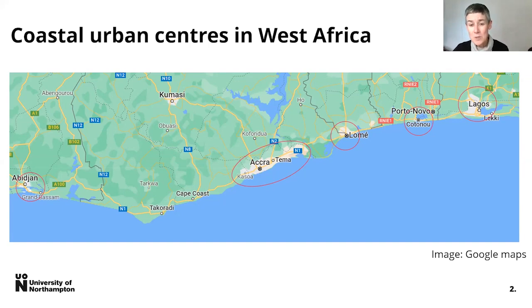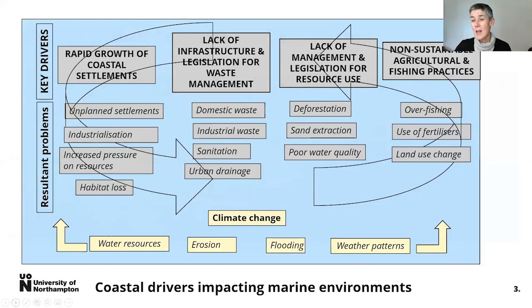So what I'm starting with is a sort of systems diagram here. I wanted to outline some of the key drivers that are causing those land use changes and having impacts on the marine environments, and then some of those resultant problems. I am going to be a bit of a naysayer, I'm afraid, and talk about some of the problems and not necessarily the solutions. That's a different talk.